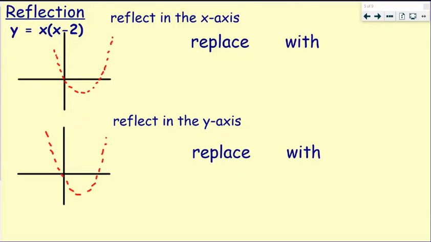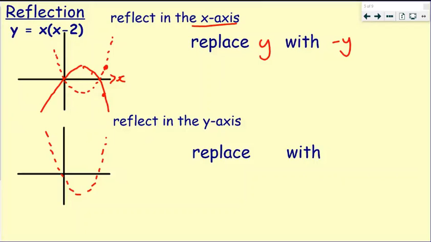Okay, and to reflect in the x-axis, it's worth considering what happens to each point. So here's a point, it's going to reflect in the x-axis here, so we're going to end up down here. Notice it's the y coordinate that's changing, and so we would get something that looks like this. So here we're going to have to replace y with minus y.